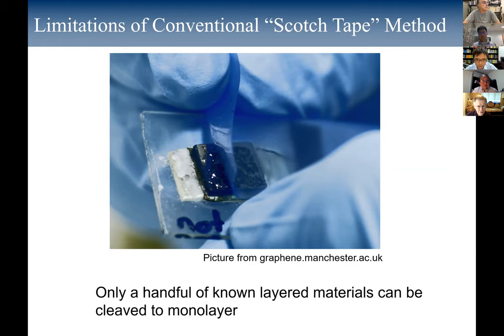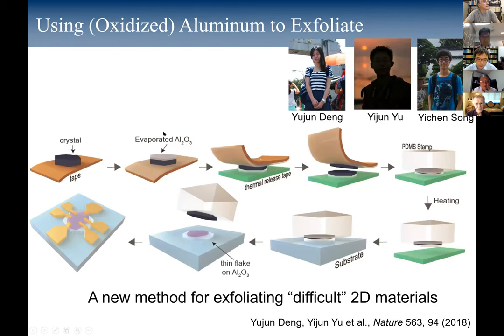Well, indeed, there's a way. The idea is actually simple. We have to find a more sticky tape to peel these materials. We found that if you just deposit a very thin layer of aluminum oxide on the material, and then use that as a tape to peel, you can peel much better. So this is the new method for exfoliating those difficult 2D materials. This cartoon illustrates the procedure for peeling these materials. It looks complicated, but the key idea is just that we use evaporated aluminum oxide to peel these monolayers instead of using scotch tape.